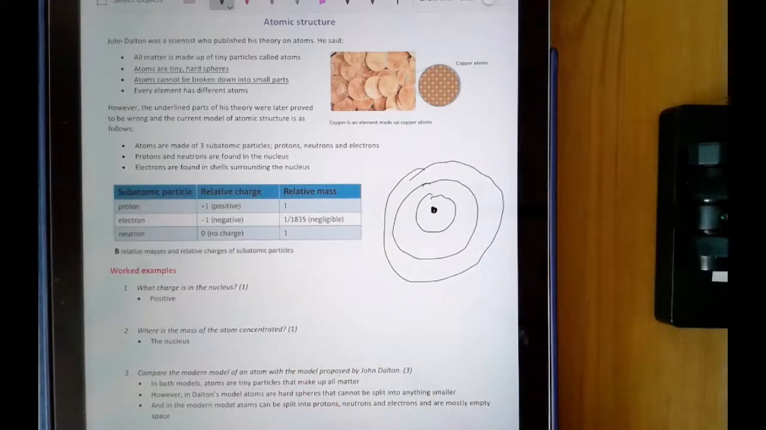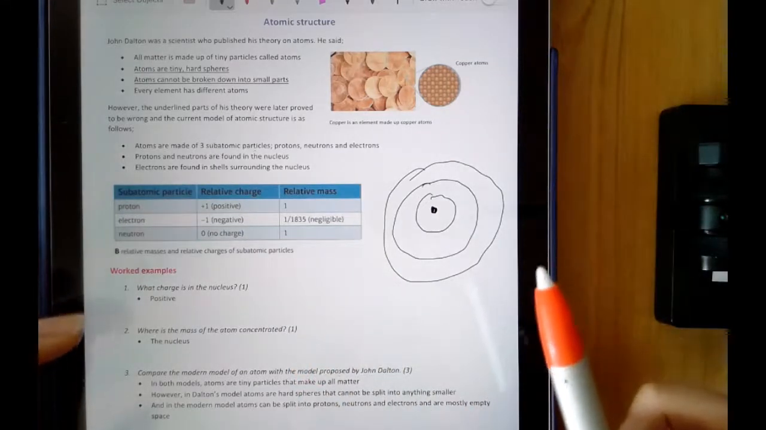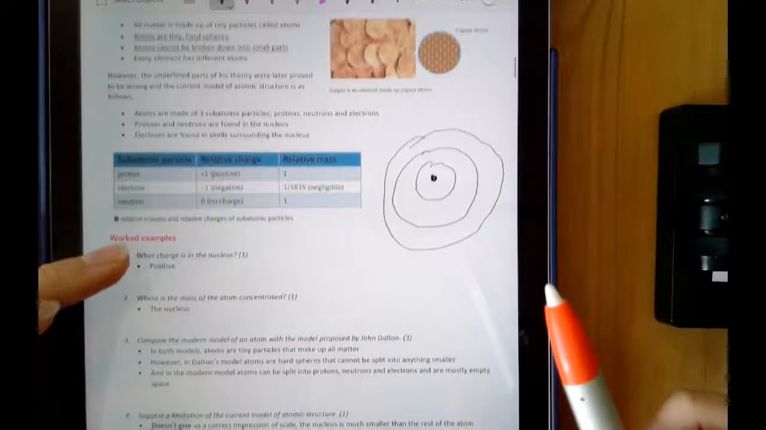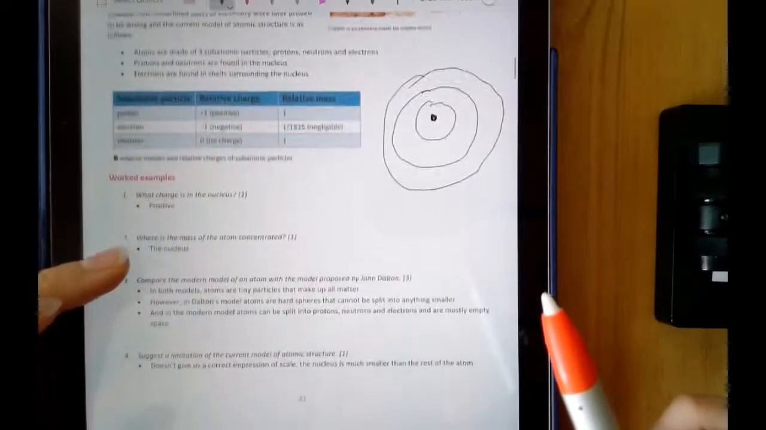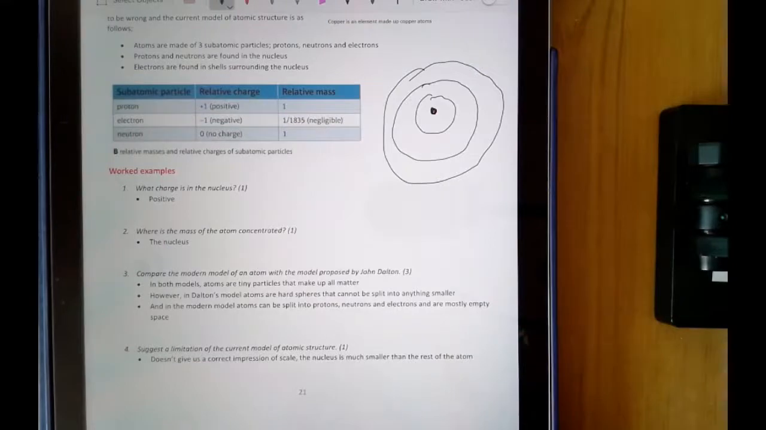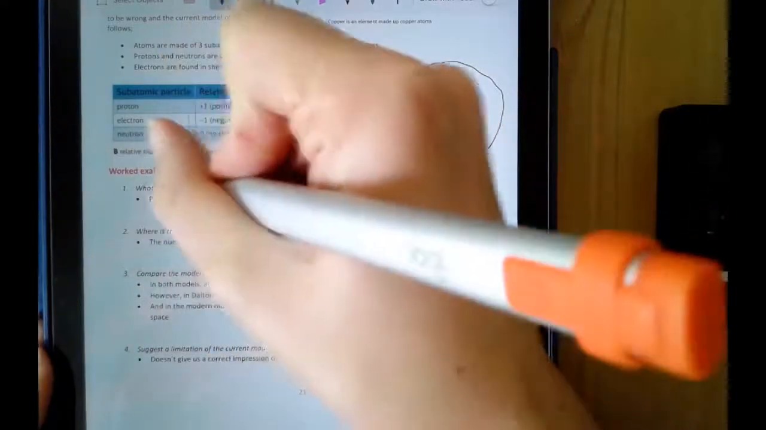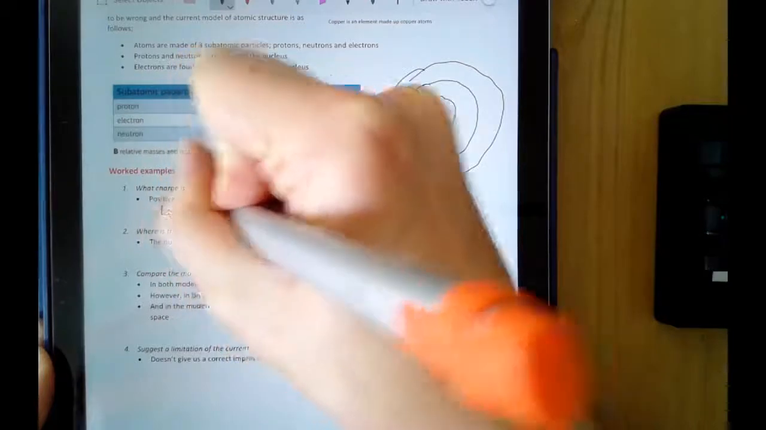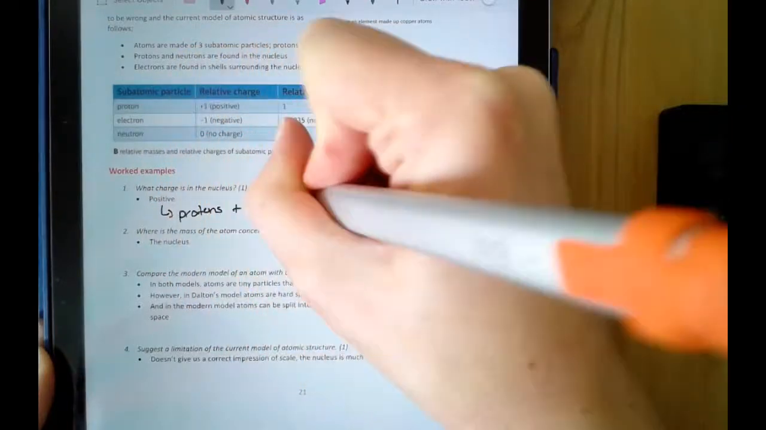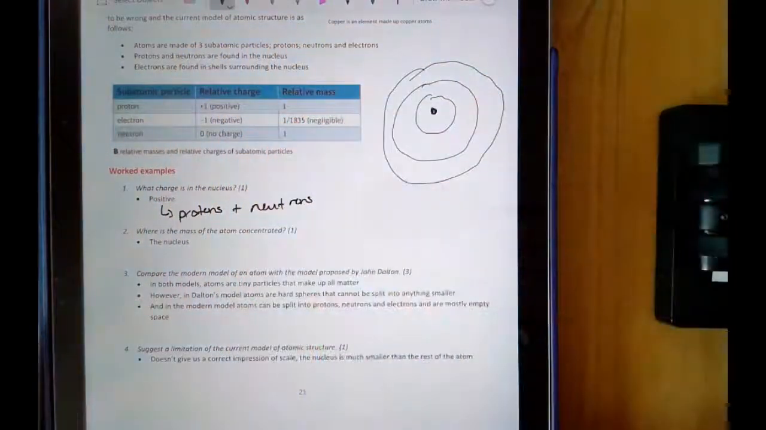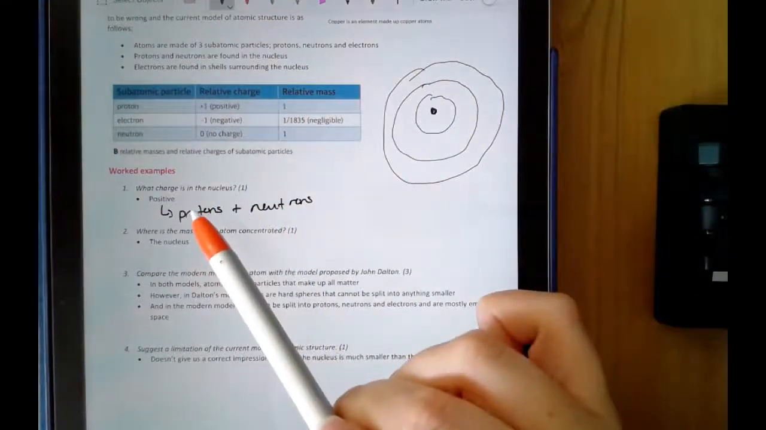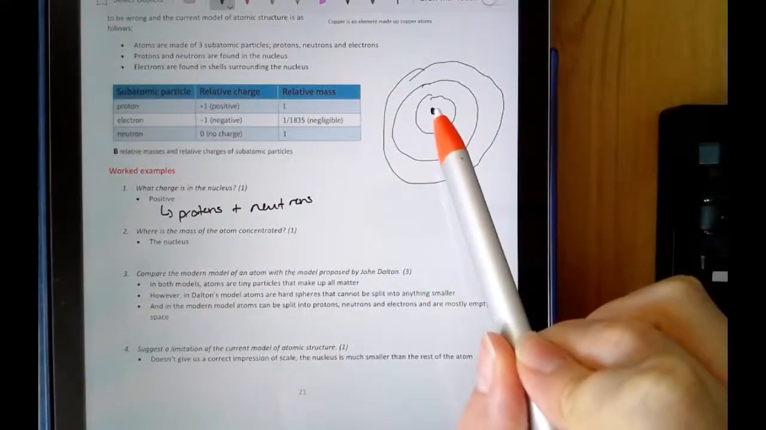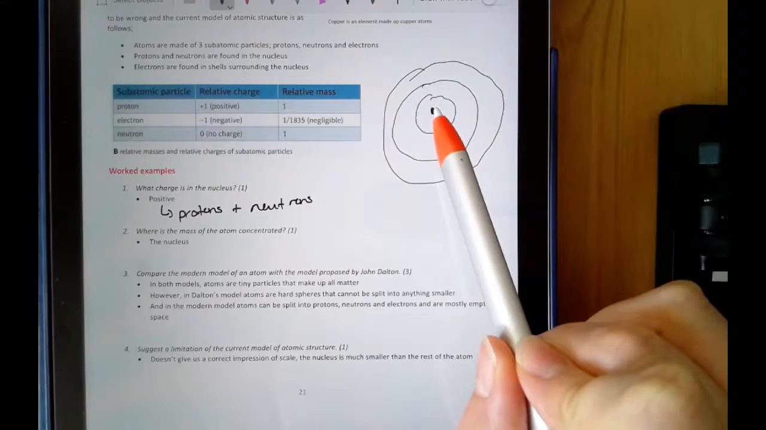If we look at the following worked examples, this outlines typical questions you might get on atomic structure. The first is, what is the charge in the nucleus? We know that the nucleus contains protons and neutrons. Protons have a positive charge. Neutrons have a neutral charge. But because of the protons, overall the charge in the nucleus is going to be positive.